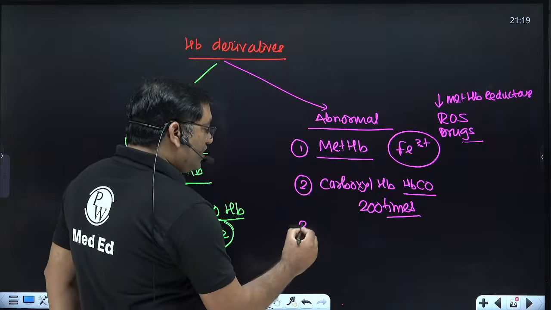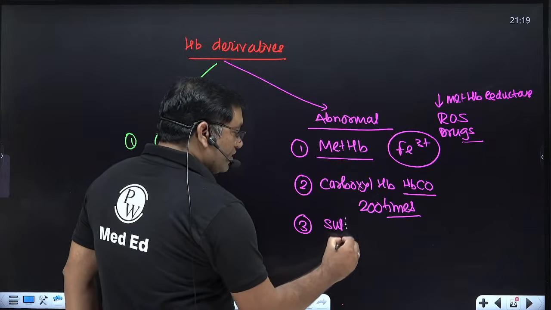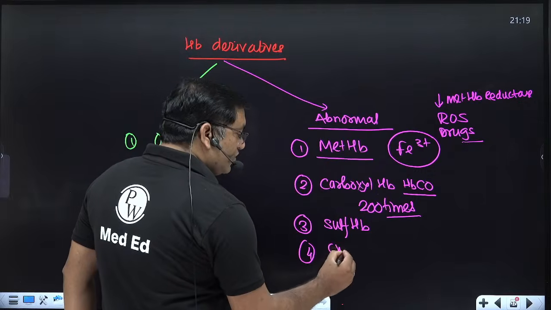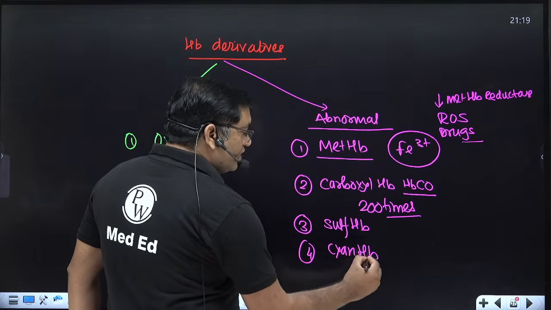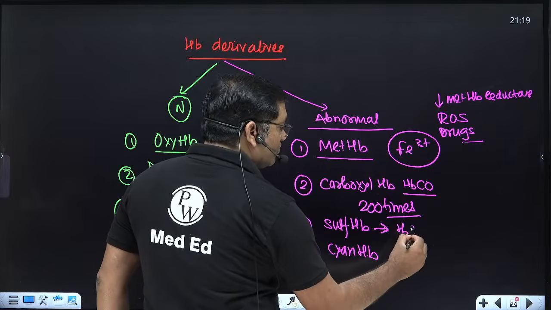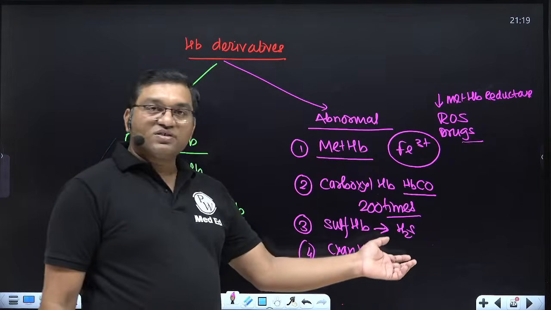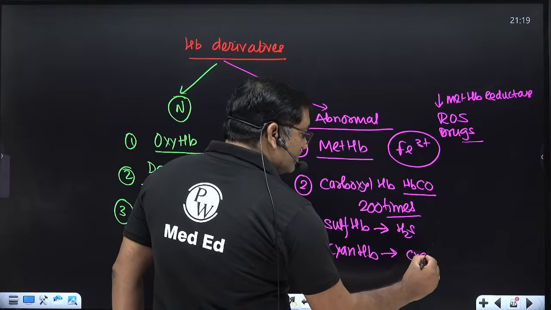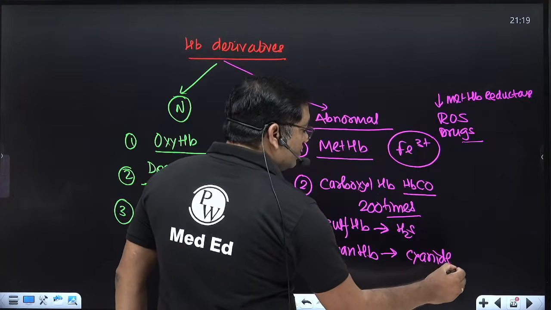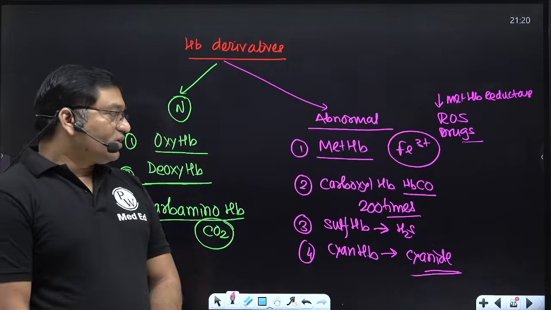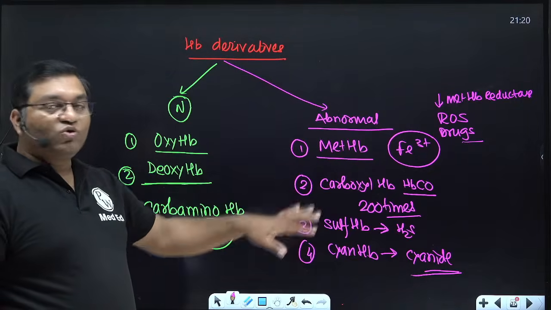Third one is sulfhemoglobin, and the fourth one is cyanohemoglobin. Sulfhemoglobin is formed in H2S poisoning, and it can cause cyanosis. Cyanohemoglobin is formed when there is cyanide poisoning. Bluish discoloration, cyanosis, will be there. So these are the abnormal hemoglobin derivatives.